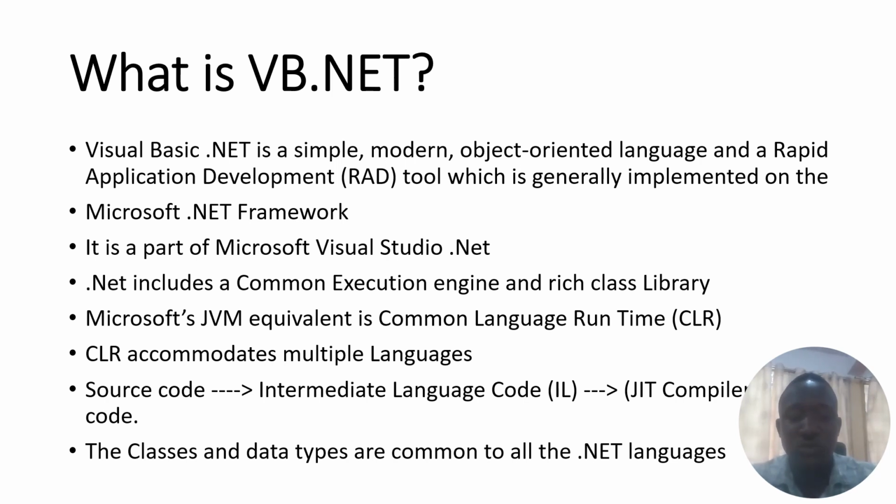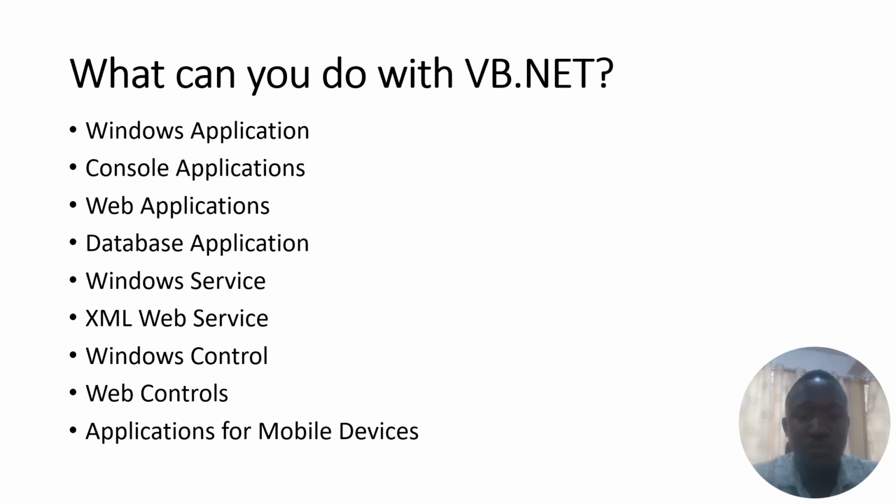So with regards to the .NET, it is source code that translates into an intermediate language code, and it is compiled. So there are a lot of classes and data types that are common to all the .NET languages, which VB adapts from. Now, what can we use Visual Basic .NET for?